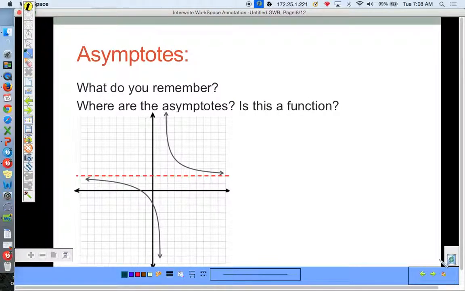Now, what do you guys remember about asymptotes here? You might remember from last year, asymptotes are these lines that the graph approaches, but never intersects. So is this a function? Well, yes, it is. But those asymptotes, it never crosses this line right here. So an asymptote is at y equals 2. And you'll notice there looks like there's another one here. I bet this is supposed to run right alongside. So there's another one at x equals 1.